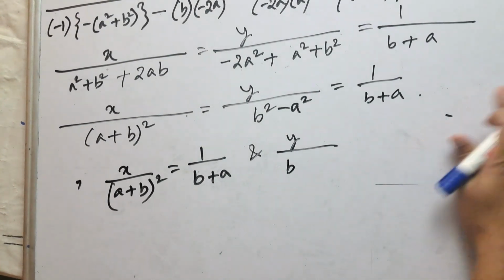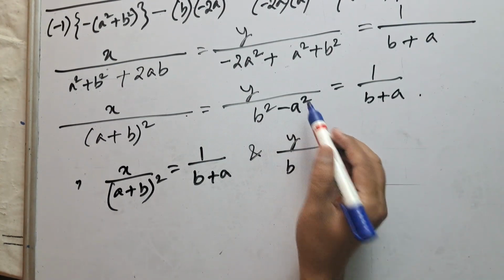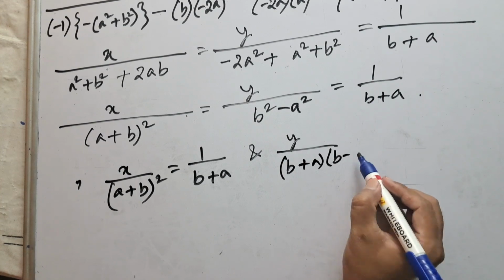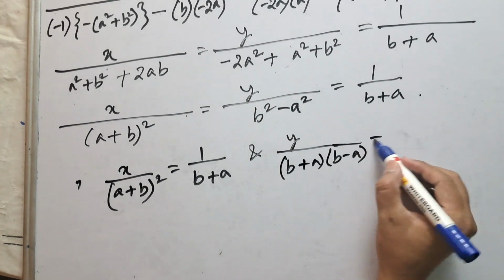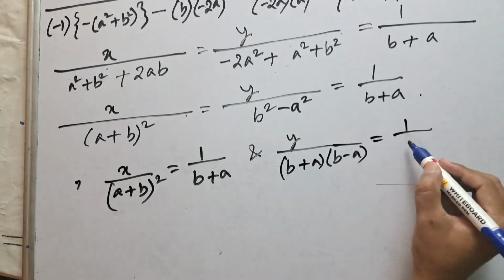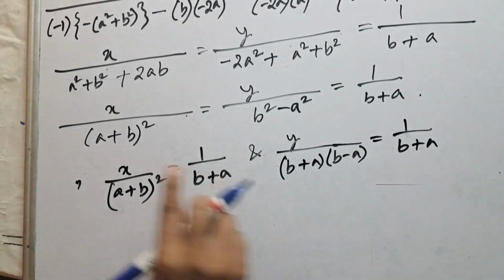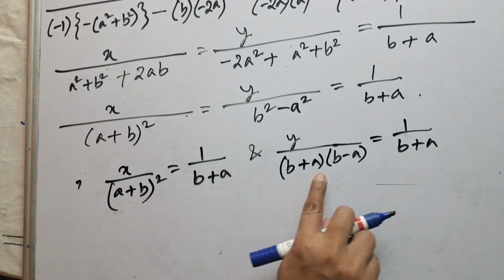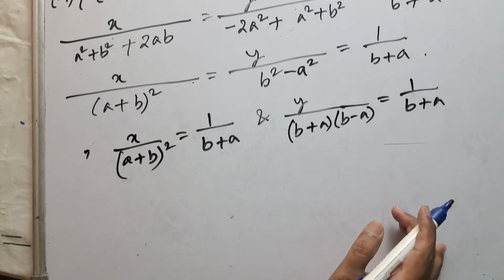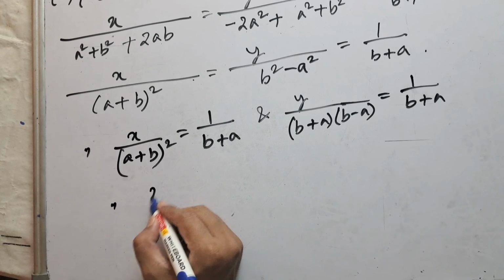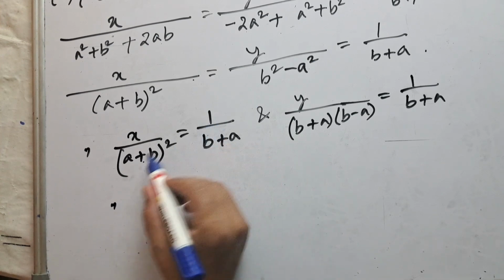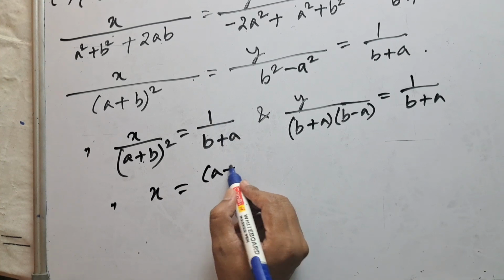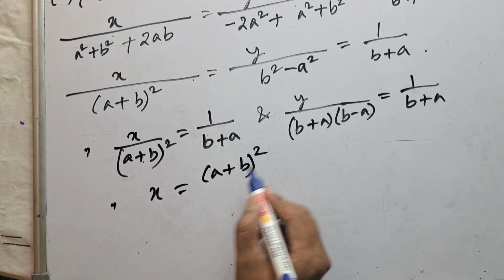So b square minus a square is b plus a into b minus a, isn't it? Equal to 1 upon b plus a. So this number equal to this and this number equal to this. Now, or x equal to, we cross multiply this, okay, a plus b whole square into 1 is a plus b whole square, okay.